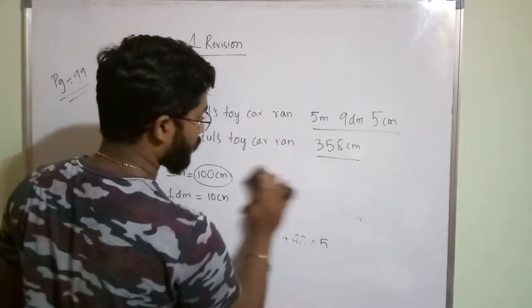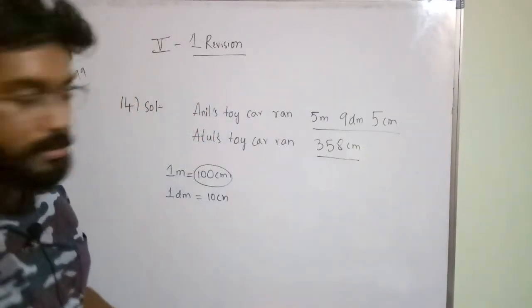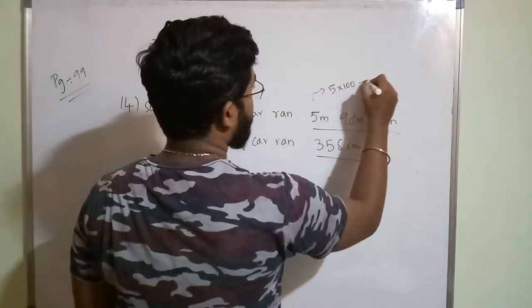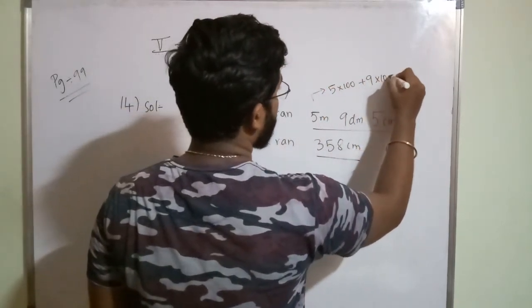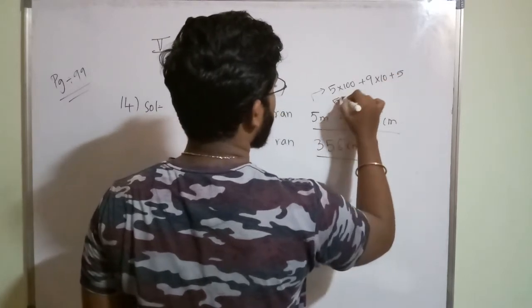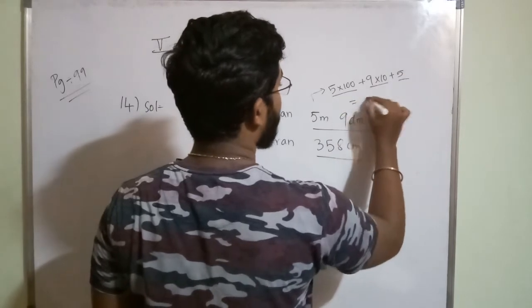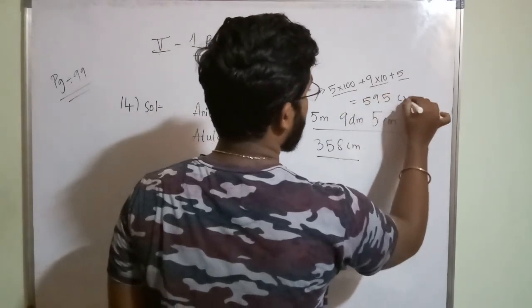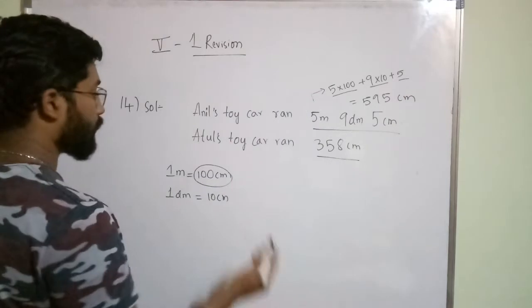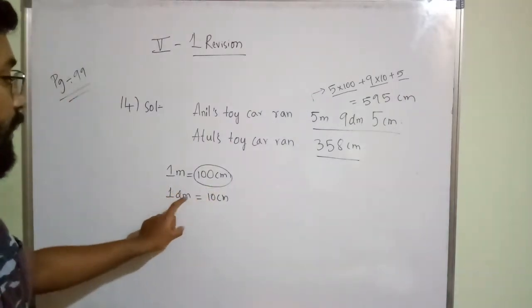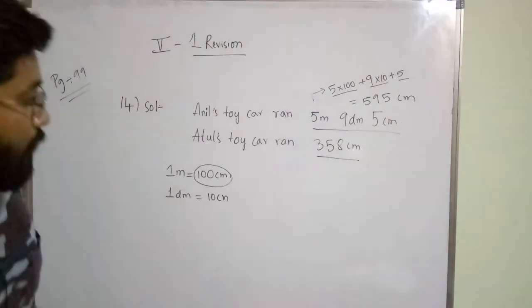Okay, you have to remember. So this is 5 into 100 plus 9 into 10 plus 5. This is 500. Okay, this is 500. This is 95. This is 595 centimeters. Okay, for your understanding I am writing that one. So you have to remember 1 meter equals 100 centimeters, 1 dm equals 10 centimeters.